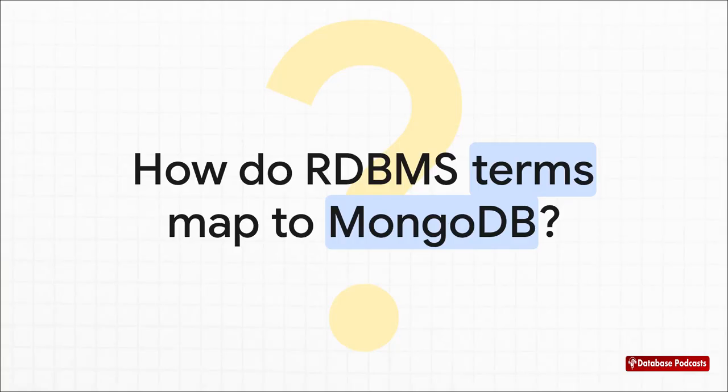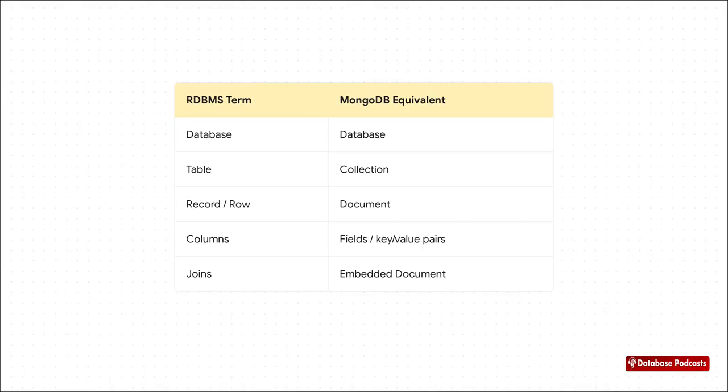Let's build that bridge. How does all my relational know-how translate into this new document world? You'll see, it's actually pretty straightforward. So check this out. It's pretty intuitive. A database is still a database. Easy enough. What you used to call a table is now a collection. A row or a record is now a document, and columns are just fields. Even really important concepts you depend on, like a secondary index for faster searches, that translates directly. The two biggest mental shifts, though, really come down to how we handle joins and transactions.